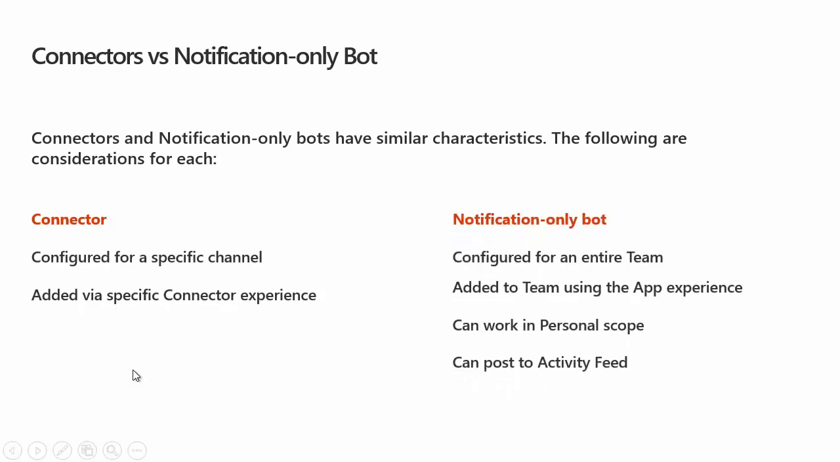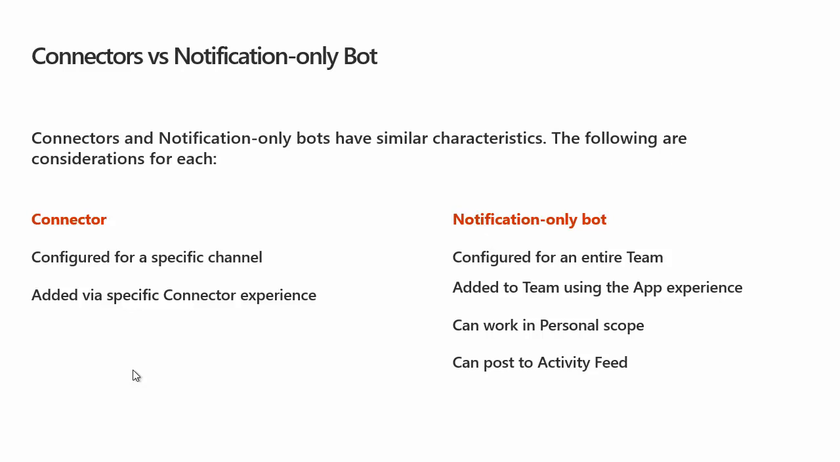As we saw in the bots chapter, there is a capability of sending proactive messages, notifying users and putting items in the alert feed, the activity feed. This is called a notification-only bot. A connector works very similar to a notification-only bot, so you want to make sure you choose the right technology to deliver your business value.